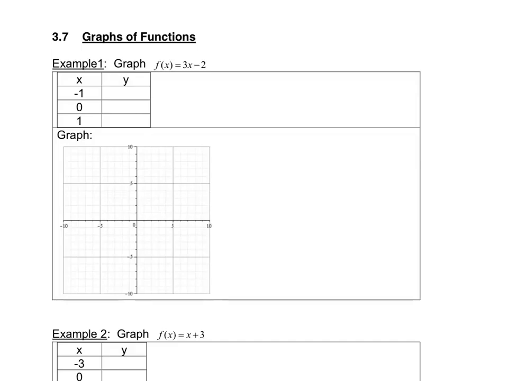Alright guys, today's goal is to understand graphs of functions, okay? So just plug the negative one in and calculate. So you'd get -5, -2, 1. Graph those 3 points, okay? So you go -1, -5, 0, -2, 1, 1. And they should line up.